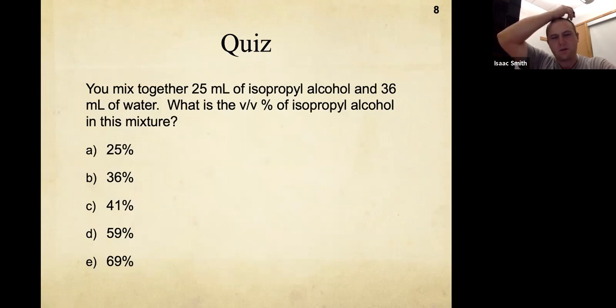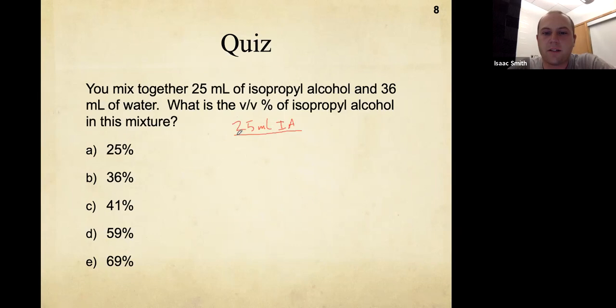Okay, so you mix together 25 mils of isopropyl alcohol and 36 milliliters of water. What is the volume over volume percent of isopropyl alcohol in this mixture? Okay, so we have 25 milliliters of isopropyl alcohol divided by our milliliters of solution, right? Because it's asking about the volume of isopropyl alcohol. So 25 plus 36 would be our total volume of solution. So that would be 61 milliliters of solution.